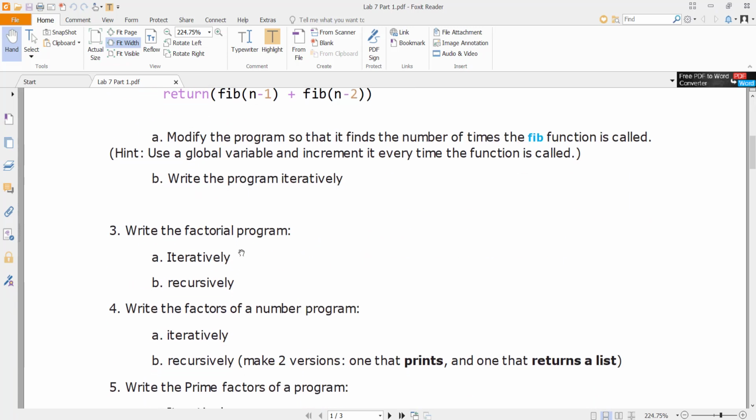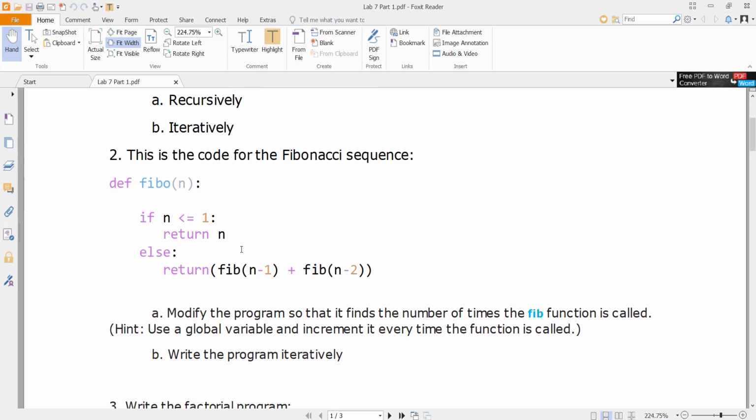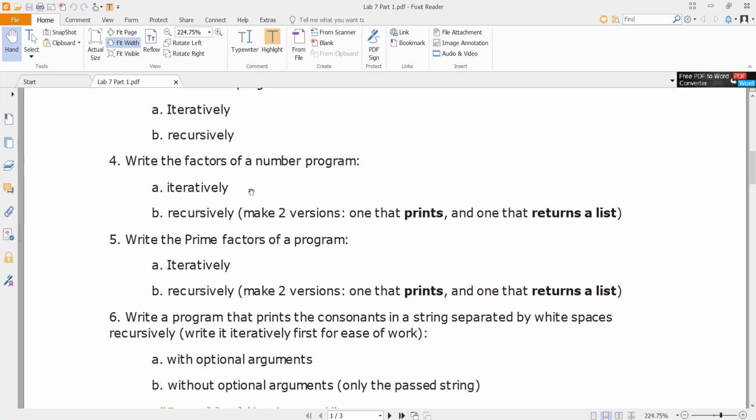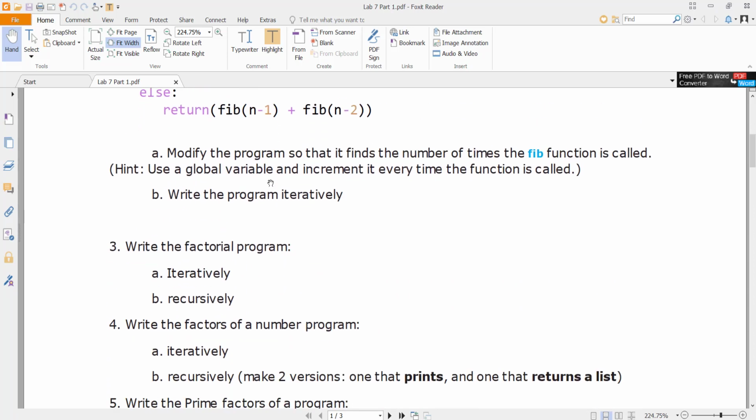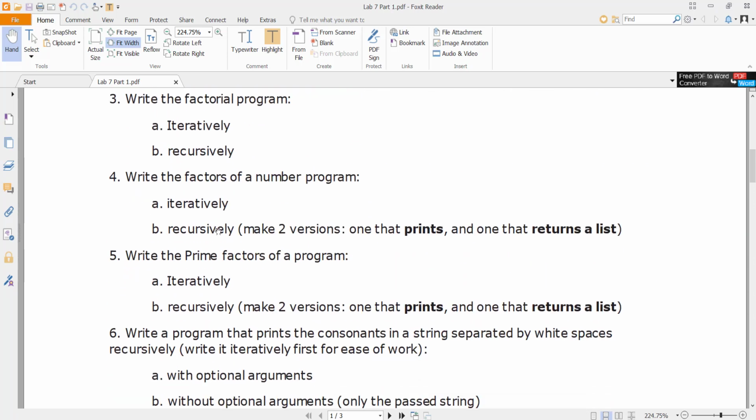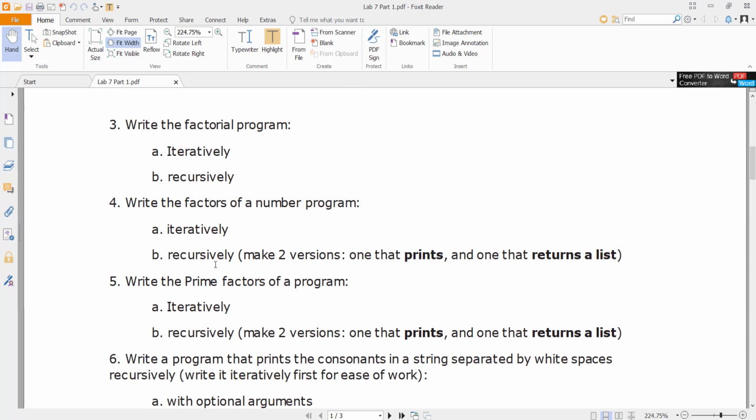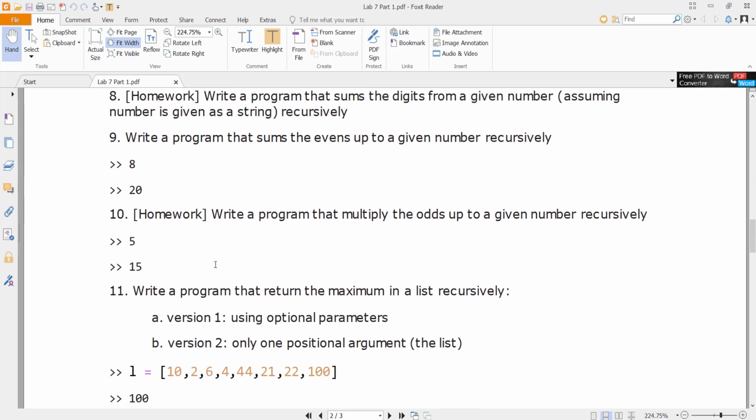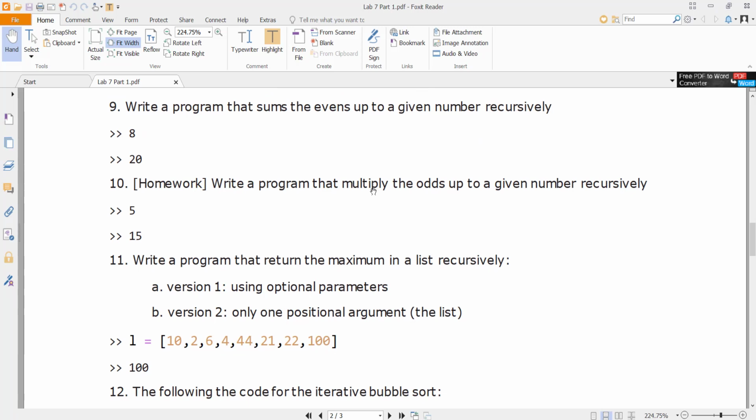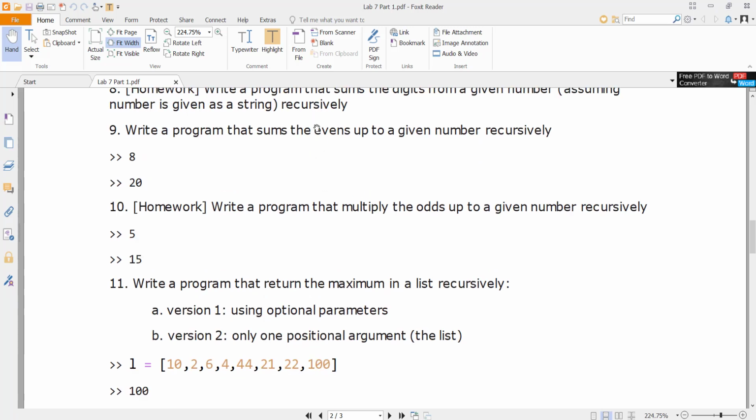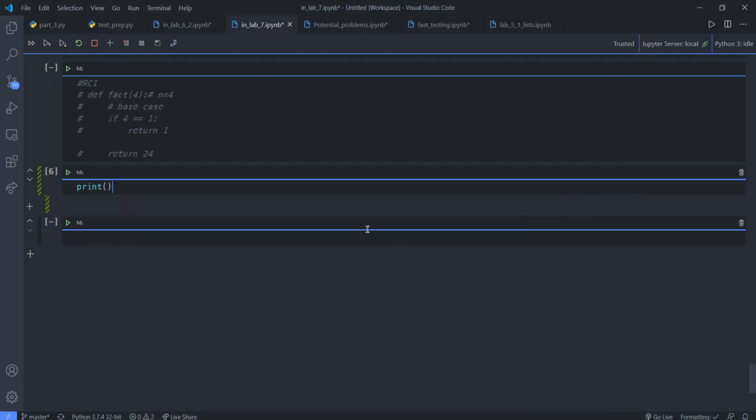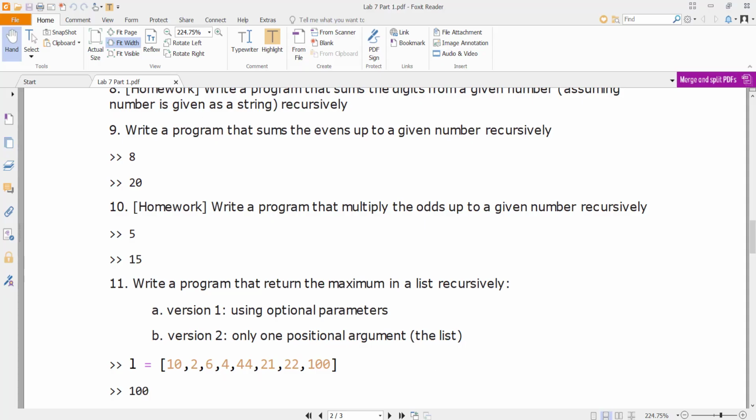And I did the factorial with you just as a refresher, as I told you. We did the factors, so there's no need to do the factors again. So let's take on the Fibonacci iteratively and the prime factors, right? And I believe, as we said, we did the sum evens and the multiply odds. It's just the same idea. You just change the arithmetic operator. That's it.